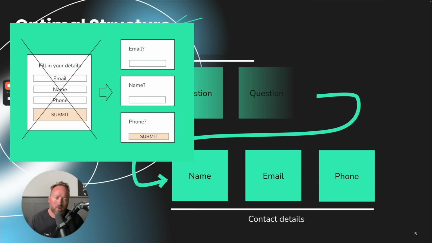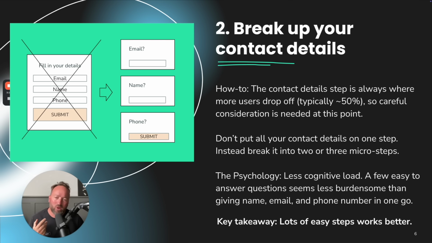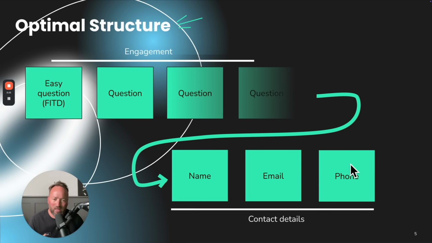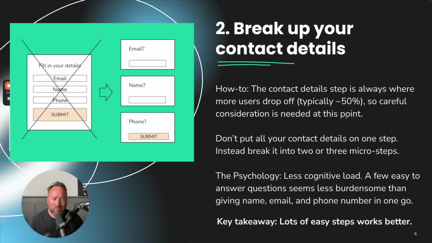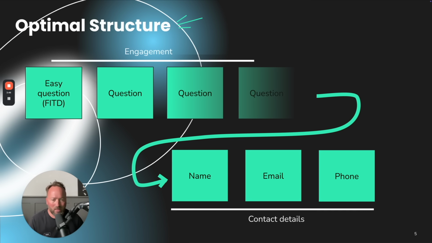This brings us on to our next step, which is you've got to break up the contact details. The contact details step is always where around 50% of your users will just bail out. They'll just leave because, hey, we don't like filling out forms, right? So we really need to give this careful consideration. One of the things that we found is if you break up the contact details step into what we've got here, so name, email, phone, that works better than just having one step that is all 3.